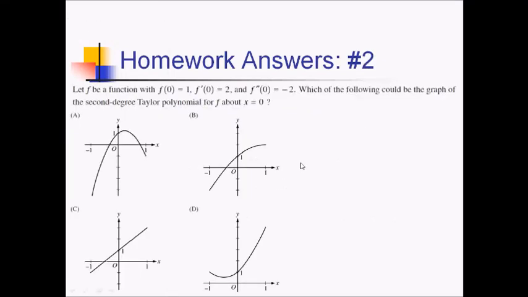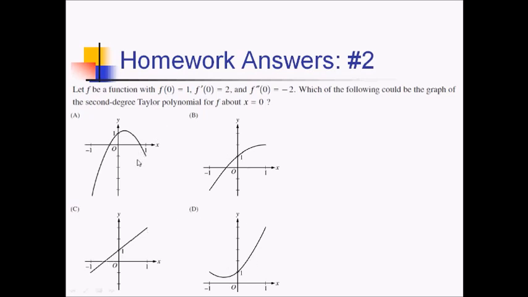Nice. On this problem, they're telling us f is a function such that f of 0 is 1, f prime is 2, and f double prime at 0 is negative 2. We want to know which of the following could be the graph of the second degree polynomial for f about x equals 0. So just by looking at the function values here, we have to have a y-intercept of 1, which all the graphs have. We need a positive slope at 0, which all the graphs have. But now this last one here, the concavity is negative, so we know we're concave down at x equals 0. So that narrows it down to choices A and B. C does not have any kind of concavity going on, that's a line, and D, that's concave up.